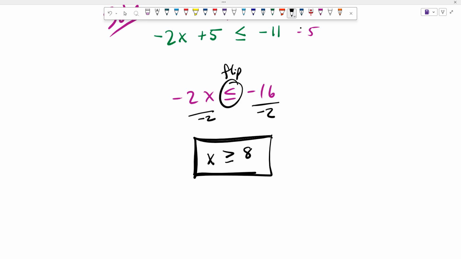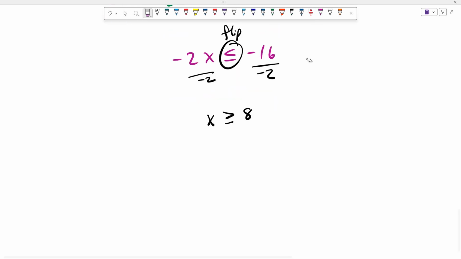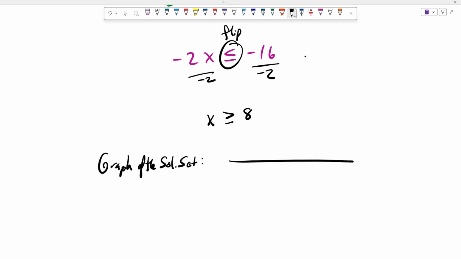And is this my solution? No. What is this? Another open inequality. Solutions are numbers. The graph of the solution set. We need a number line. This makes all numbers greater than or equal to 8.